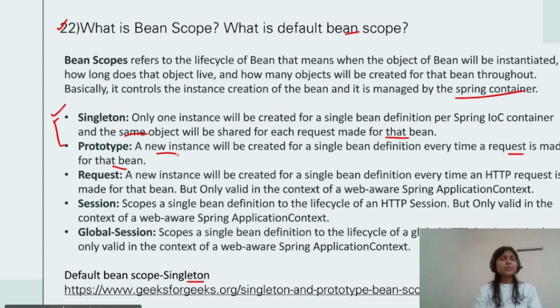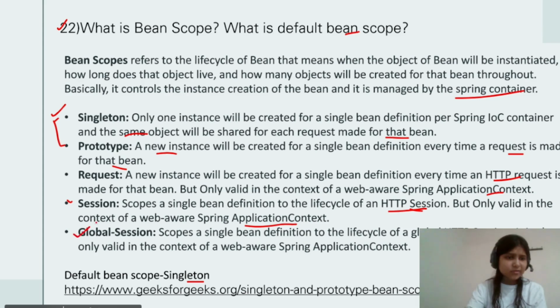The third scope is request. A new instance will be created for a single bean definition every time an HTTP request is made for that bean, but it is only valid in the context of a web-aware Spring application context. The fourth one is session. It scopes a single bean definition to the life cycle of an HTTP session, but only valid in the context of a web-aware Spring application context. So basically this depends on the HTTP session.